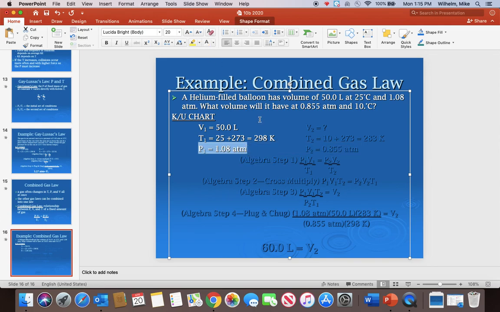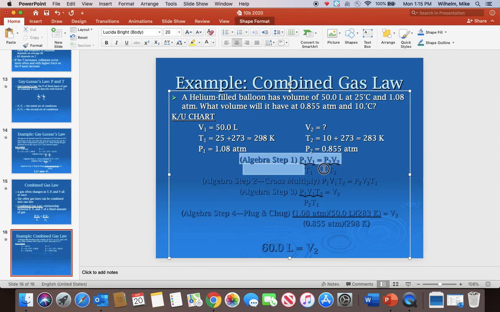And then the second part of the story problem, what volume? So right now, what volume? That means I'm solving for V2. That's the unknown. Will it have at 0.855 atmospheres? So that's P2. And 10 degrees Celsius. 10 degrees Celsius is 10 plus 273 to get 283. All right. Let's use the combined gas law.